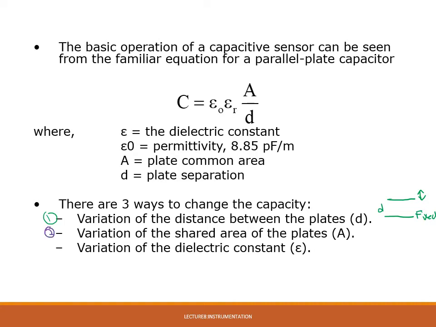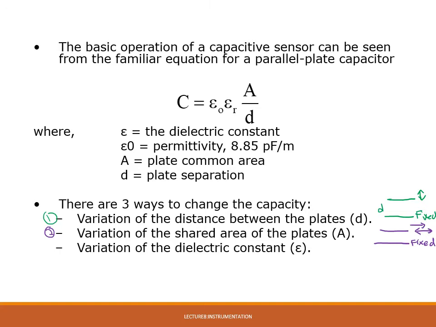Okay, so again we have a fixed plate, then the plate is moving to this side. Initially the shared area is at the maximum, but when the moving plate moves a little bit to this side, the shared area will reduce, so it will cause changes in the capacitance value.